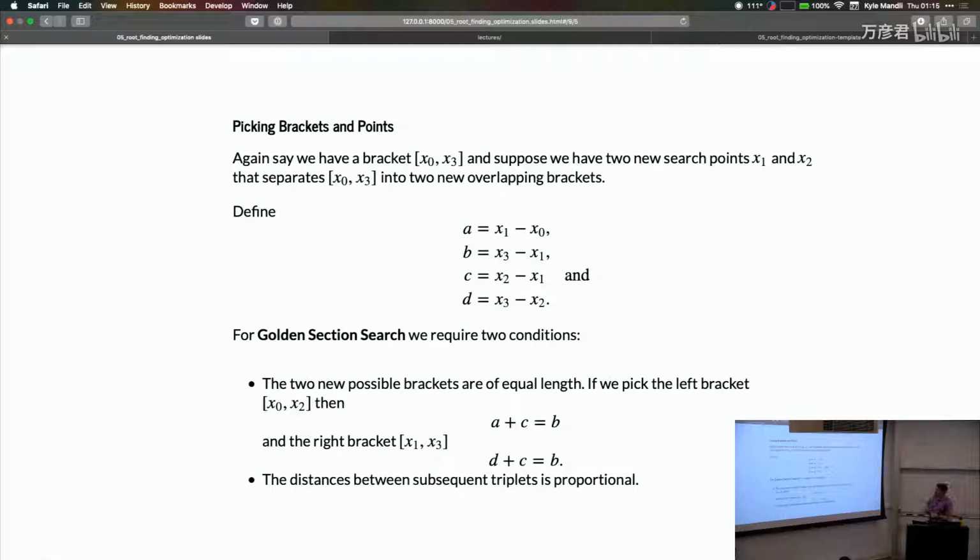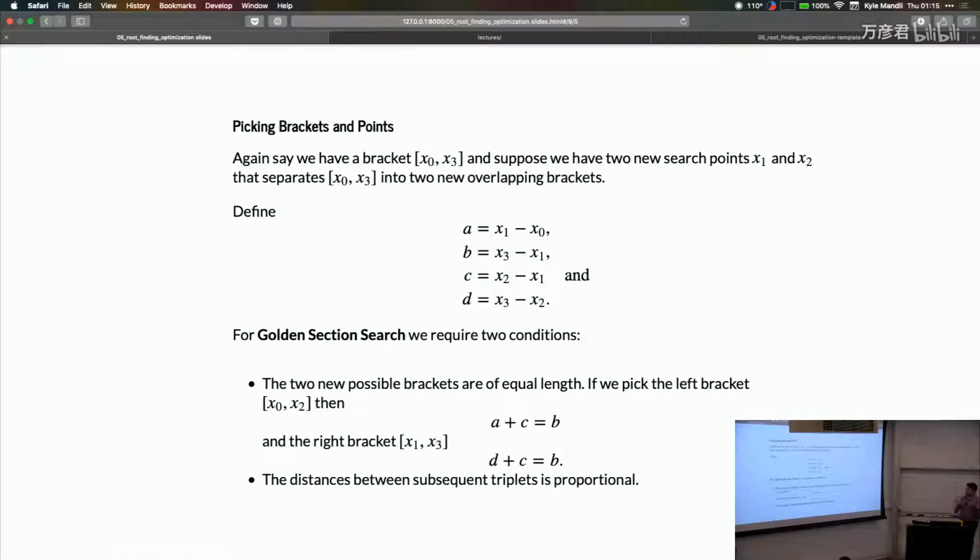And we require 2 different things. One is that the 2 new possible brackets, so these are overlapping brackets, recall, we want them to be the same size because that just seems a nice thing to do. And in fact, that's actually important. Otherwise, we could get into trouble. We may not converge as fast. So there's an optimality condition sitting behind here.